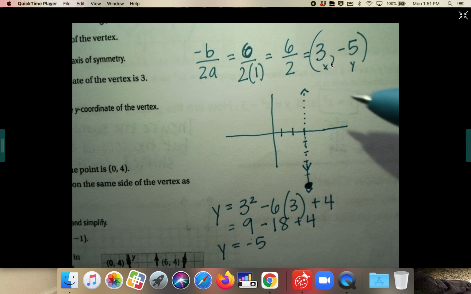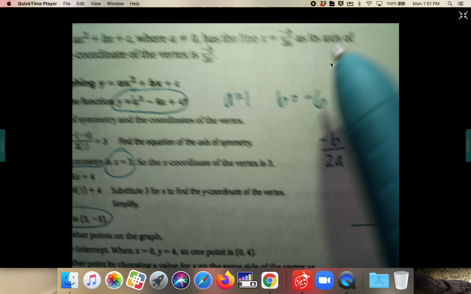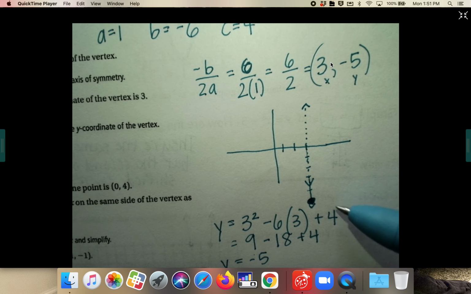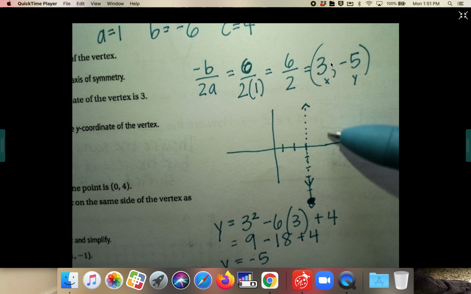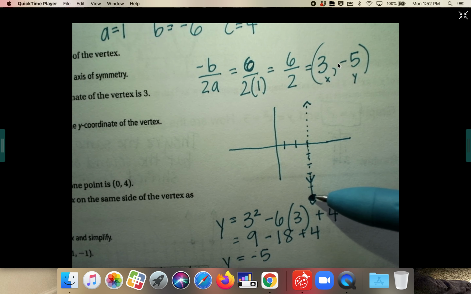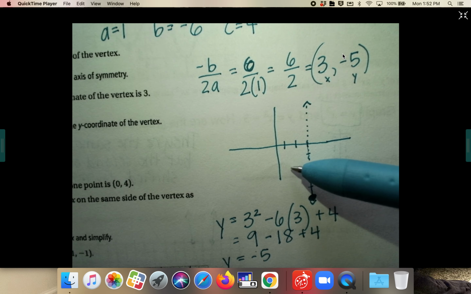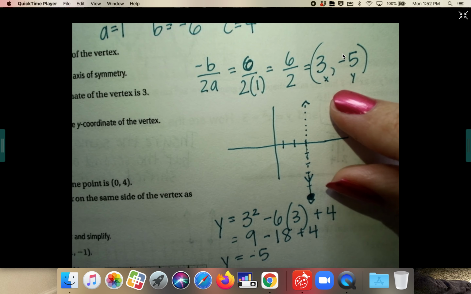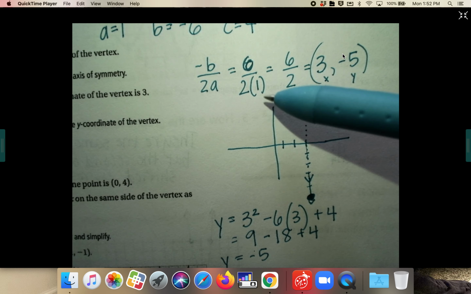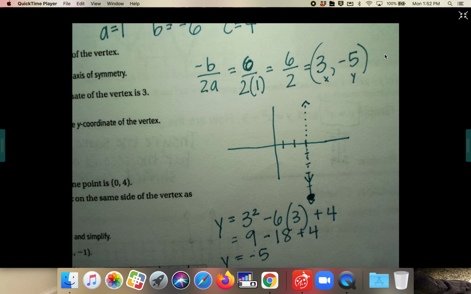You should already know that it's going to open up because it is a positive a term. If it was negative, it would open down, but since it's positive, it's going to open up. So here's my vertex. I need to pick just 2 points, because if I pick a point over here and another point over here, they will both reflect over the axis of symmetry, and that will give me all 5 of my points. But I'm going to show you one more shortcut.